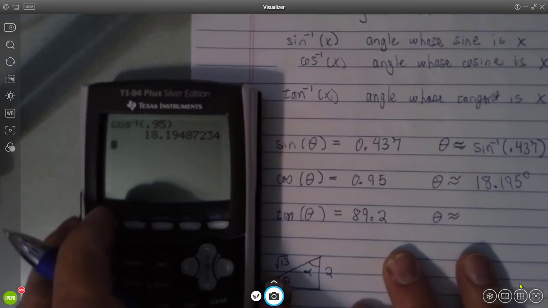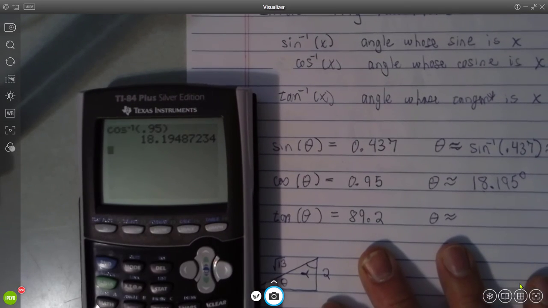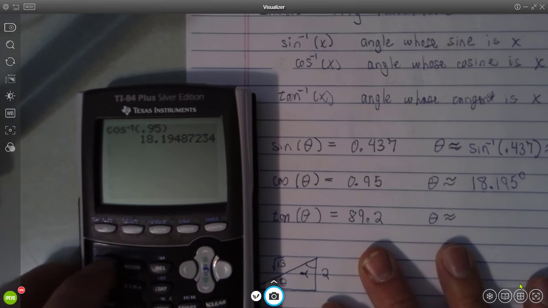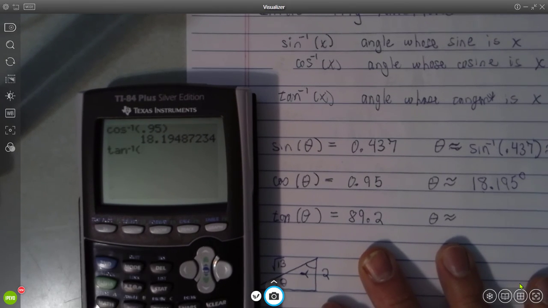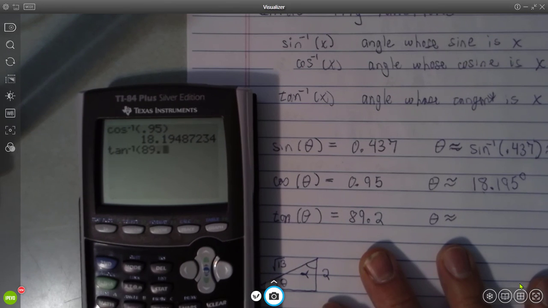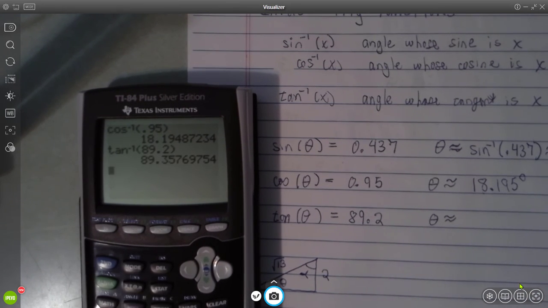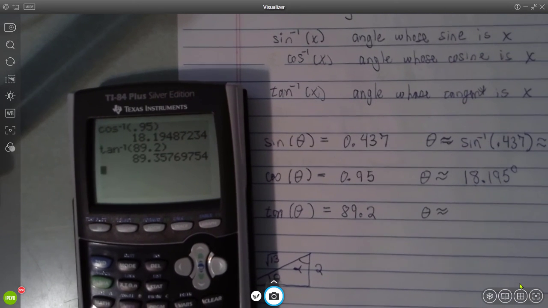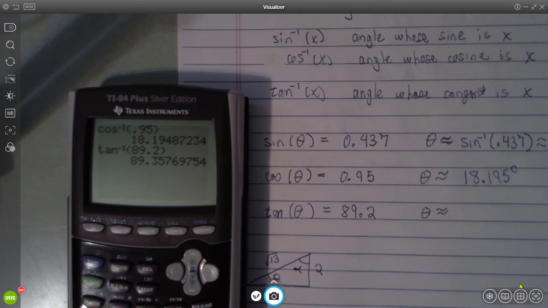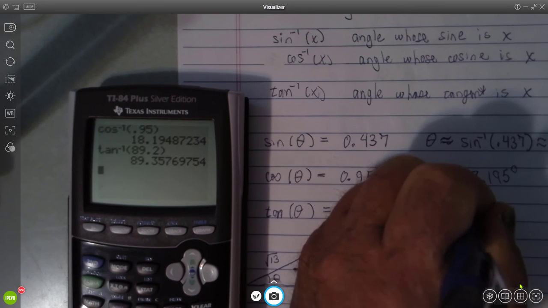And what if we knew that the tangent were 89.2? Well, inverse tangent, 89.2. The angle itself would be approximately 89.358 degrees.